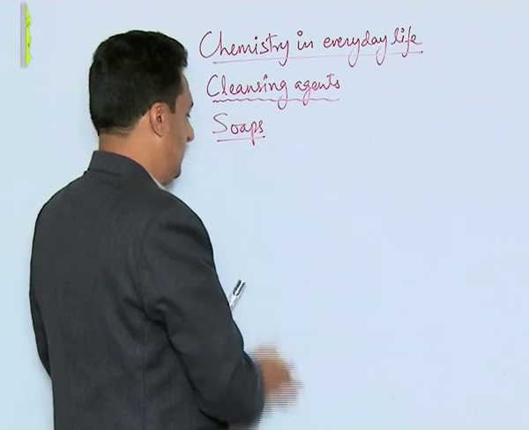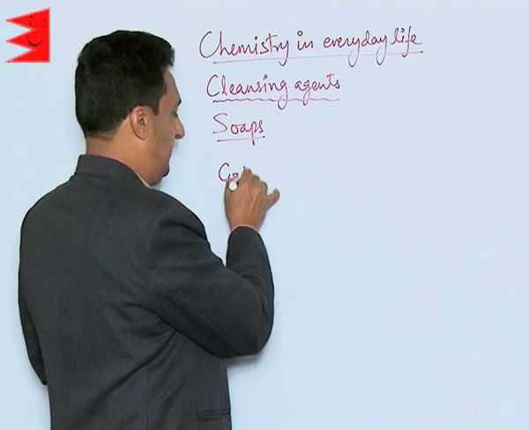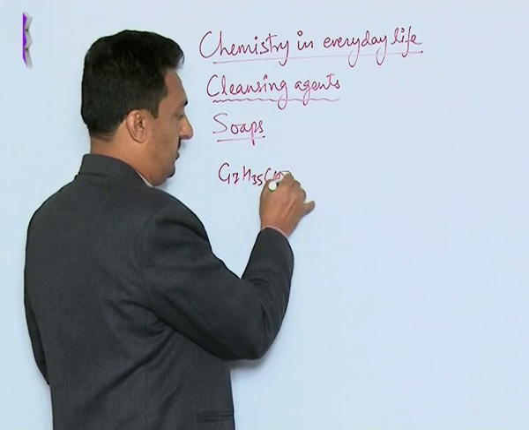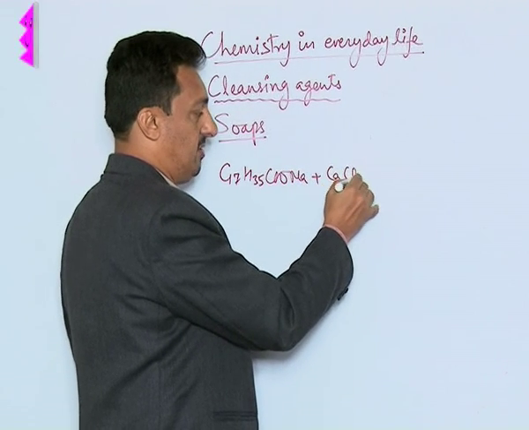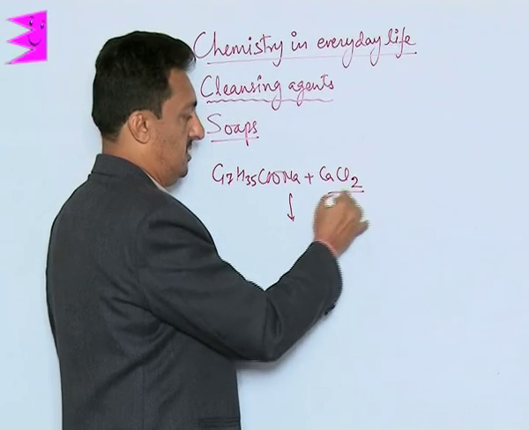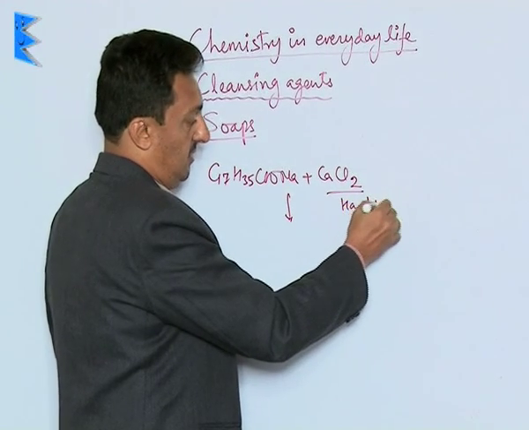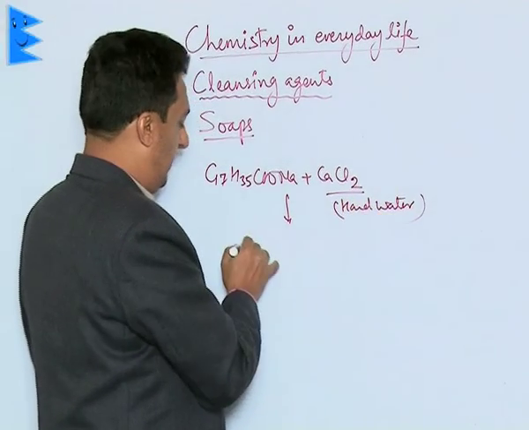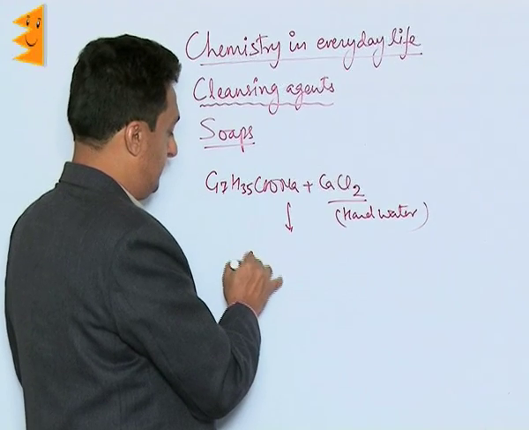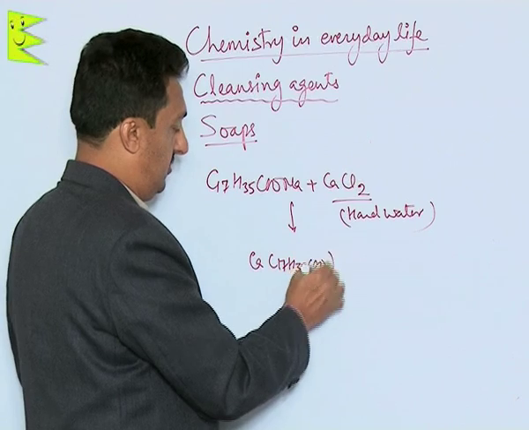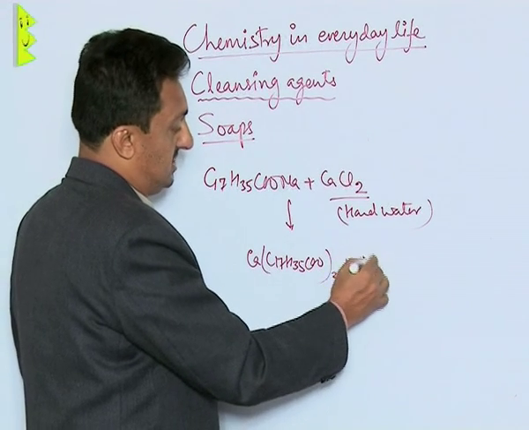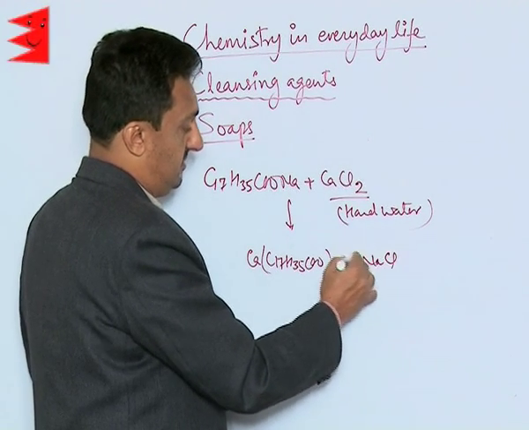Now we know this, if this is the soap, we have C17H35COONa, this is sodium stearate. Now when it comes in contact with the calcium salts which are there in the hard water, what we find is C17H35COO, calcium stearate is formed like this.